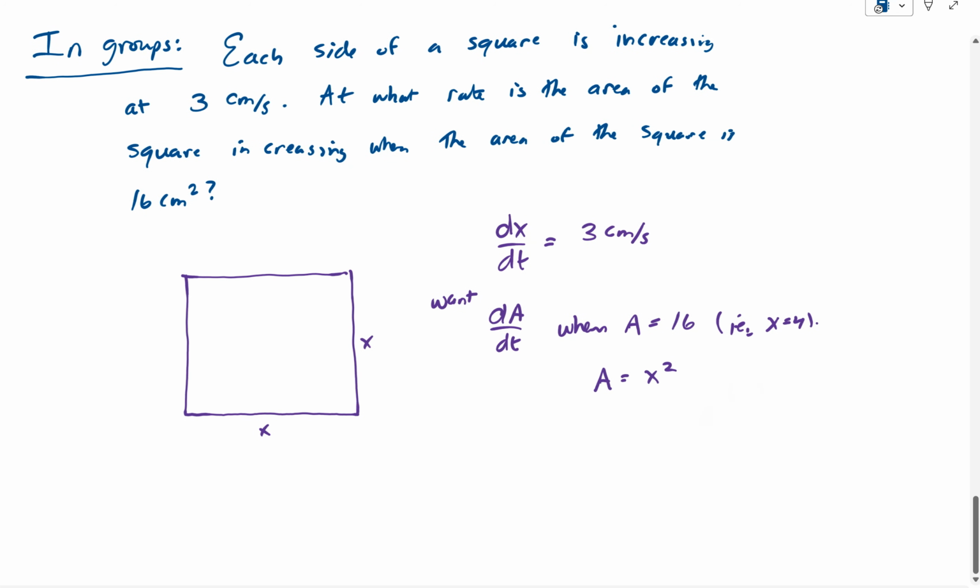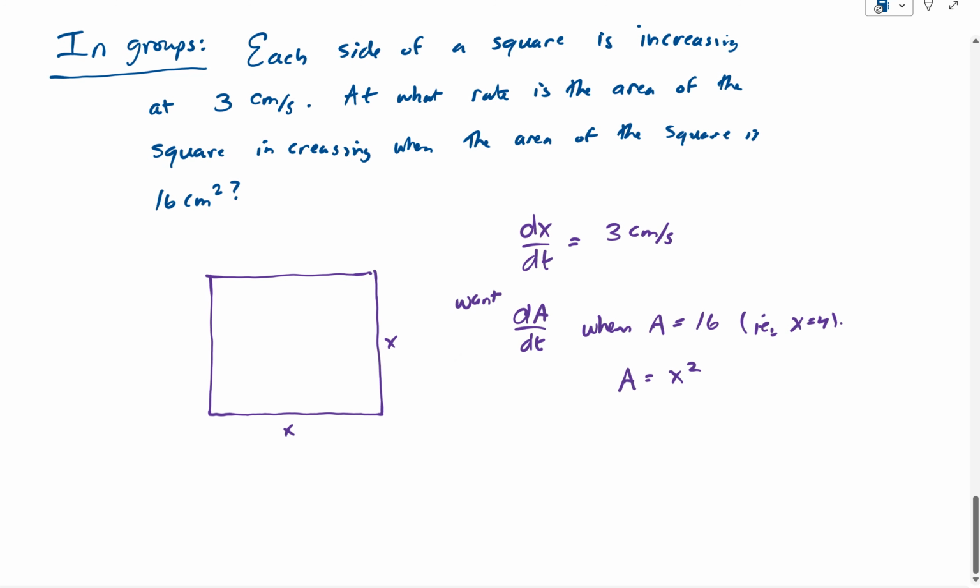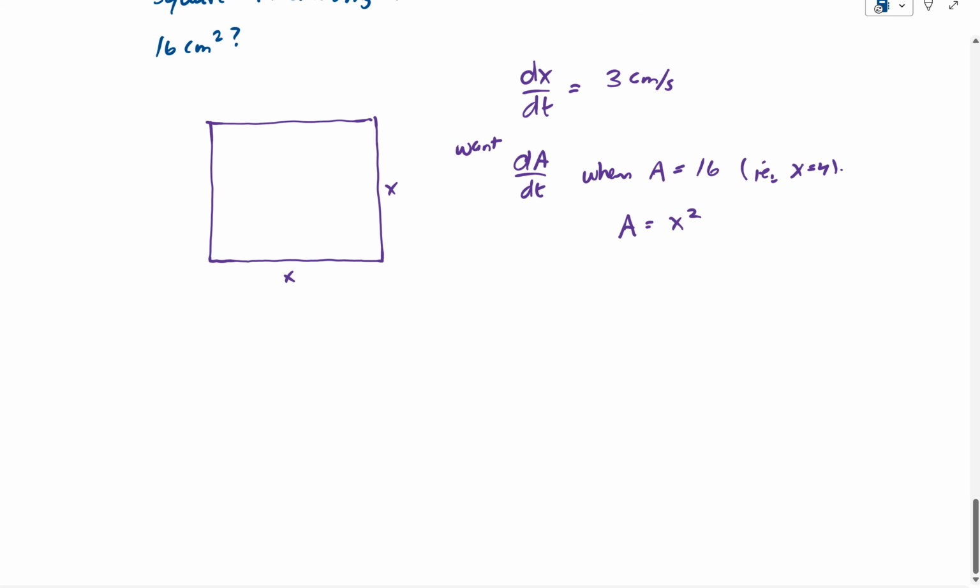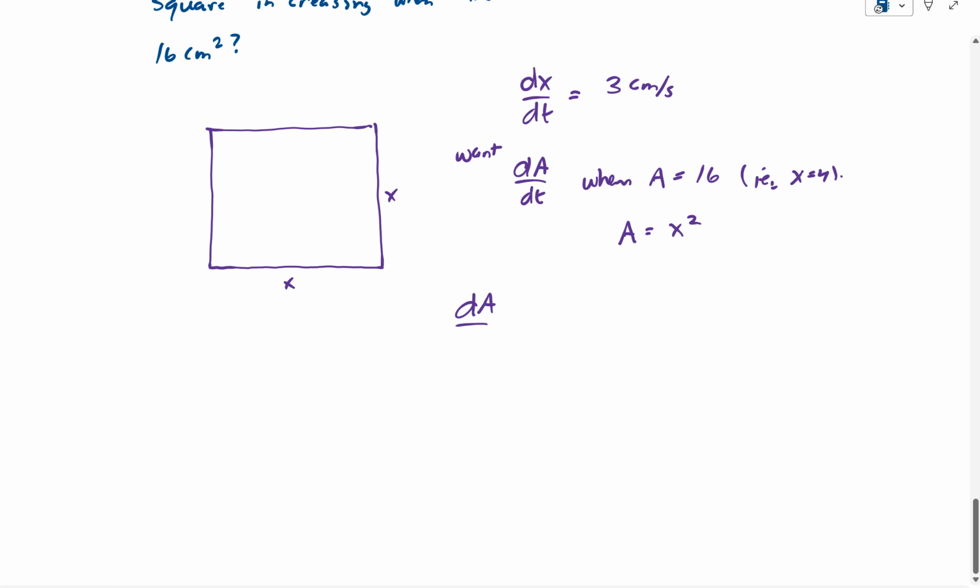So we'll take this equation for A and differentiate it. I get dA dt is equal to 2x dx dt. Now we can just plug in those values. I have 2, and then my x should be 4, and my dx dt is 3. So this is 24. And what are our units? Units of area are centimeters squared, and units of time was seconds.